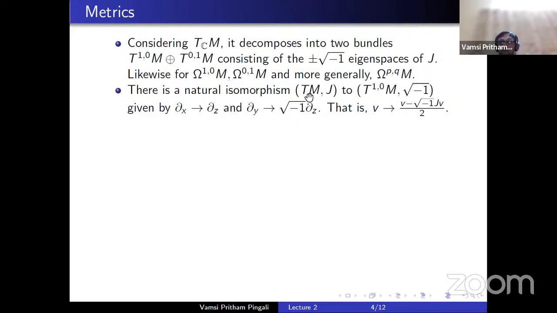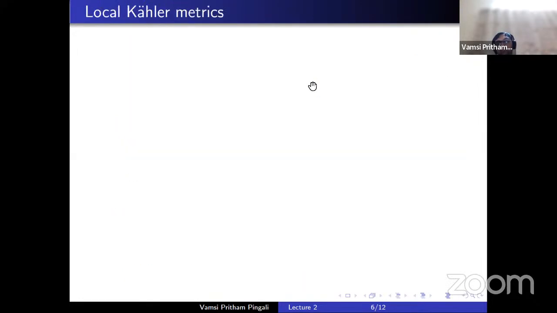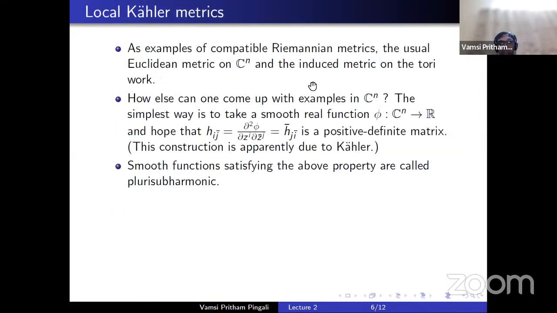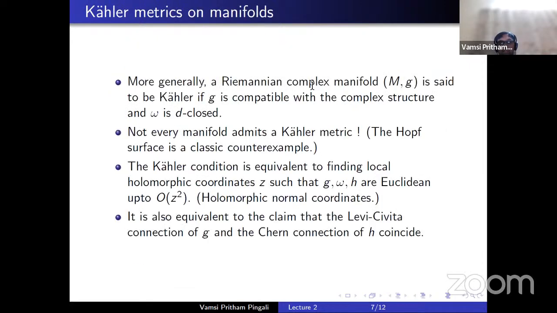The requirement that they both coincide is equivalent to saying that the metric is Kähler. So these three conditions for Kählerness are equivalent. Again, not every manifold admits a Kähler metric, but many do. In particular, any submanifold of projective space admits a Kähler metric, as we'll see.